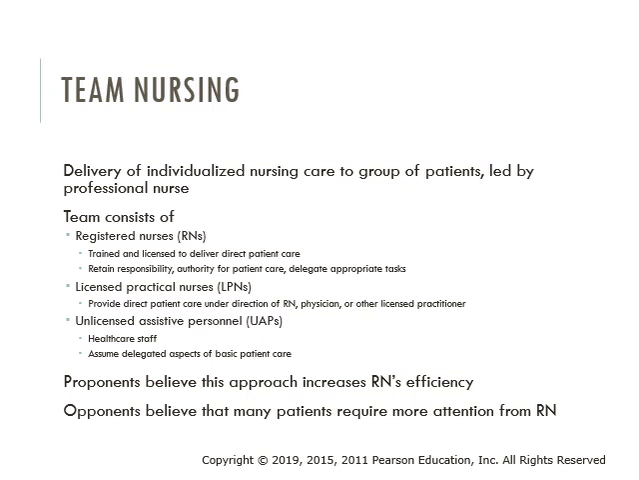LPNs, licensed practical nurses, provide direct patient care under the supervision of an RN, a physician, or other licensed practitioner, so a physician's assistant or a nurse practitioner. And then there are unlicensed assistive personnel, UAPs, who are healthcare staff who assume delegated aspects of basic patient care. So this is the group of individuals where care is delegated to. Proponents of this approach believe it increases registered nurse efficiency. And opponents of this approach believe that many patients require more attention from the RN.